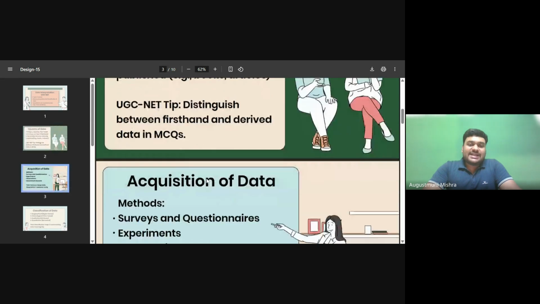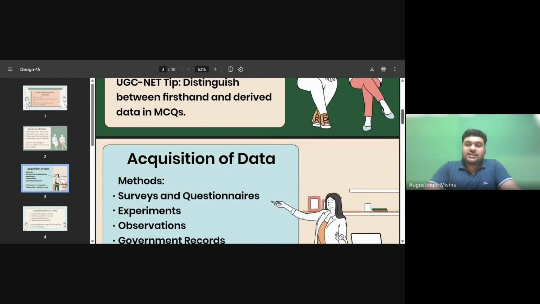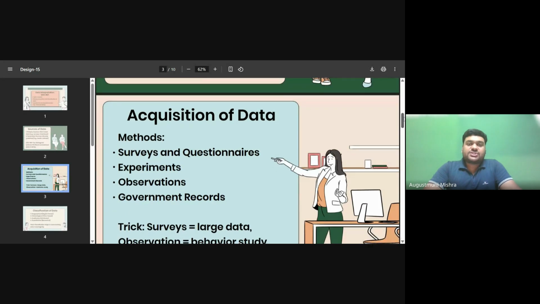Now I'm changing the slide. That is another topic under this, that is acquisition of data. That is the method which you can use. Okay.